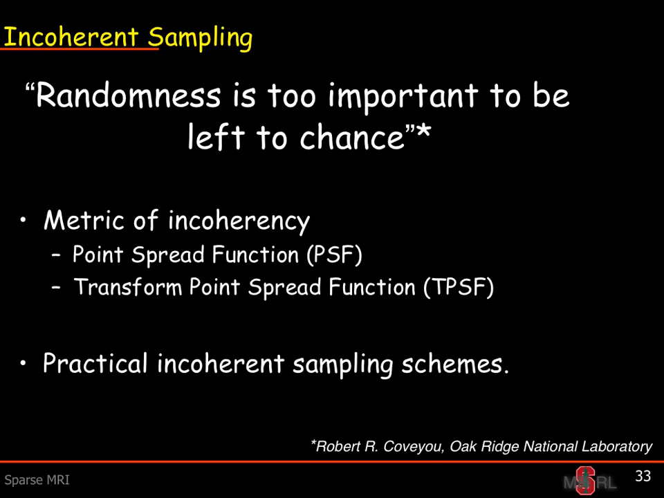So now let's talk about incoherent sampling, how we can design acquisition sampling patterns that are better or worse for compressed sensing. For the goodness of a given sampling pattern, we need some metric of incoherency. So you can look at the point spread function of the sampling pattern, and you can also look at the transform point spread function. The point spread function is the Fourier transform of the weighted sampling pattern in the spatial domain, whereas the transform point spread function is the transform in the wavelet or whatever transform you're using to sparsify your image. And so we'll talk here about some practical incoherent sampling schemes.